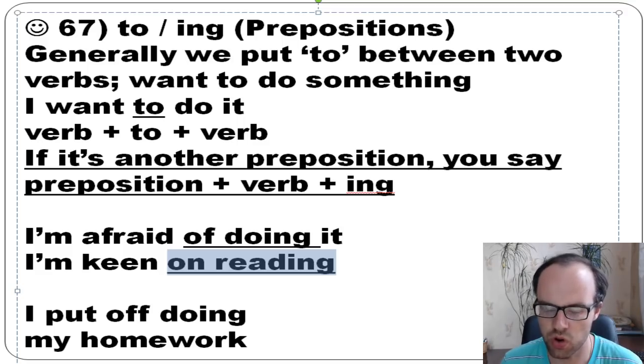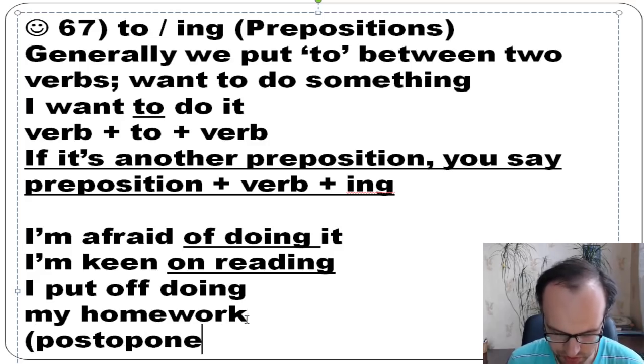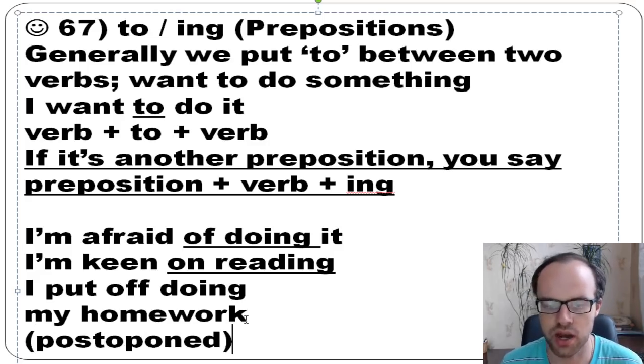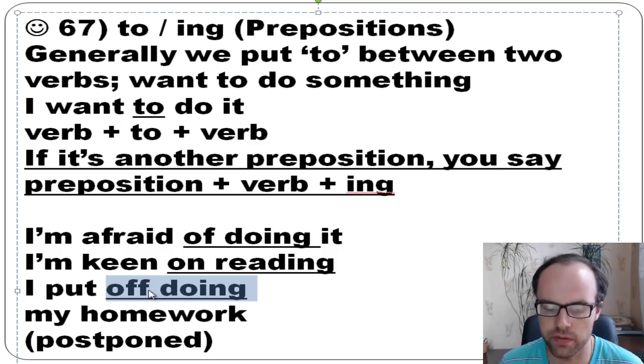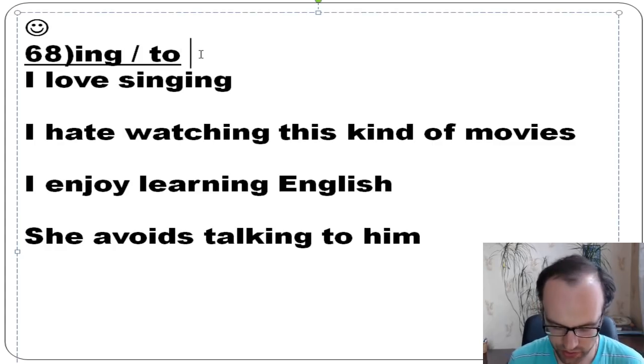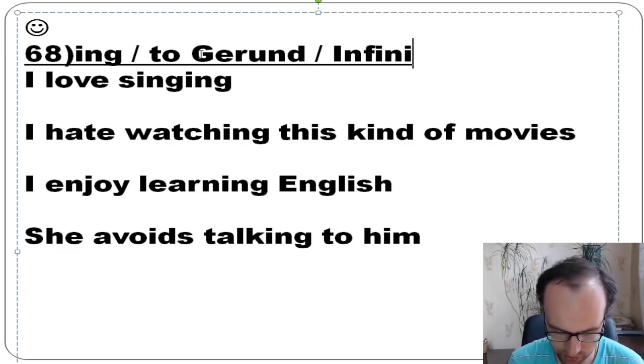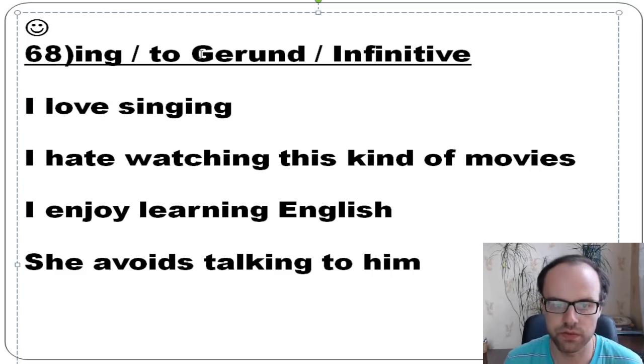Okay, so I put off doing my homework. It's a phrasal verb, so have a look at our playlist on phrasal verbs. It means postponed. I decided to do it later. So put off doing something. Well, the same situation: we use ing because we have another preposition, not to. Well, so what about ing and to? Infinitive and gerund. Yeah, we also call it gerund and infinitive.